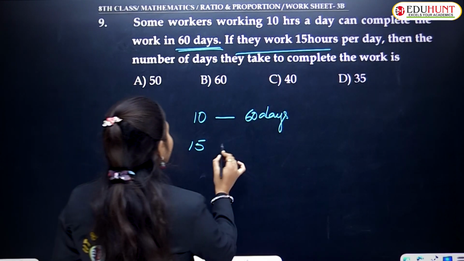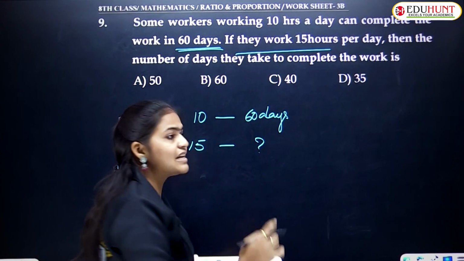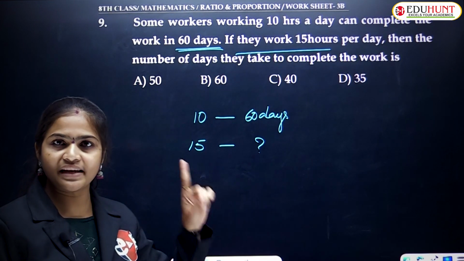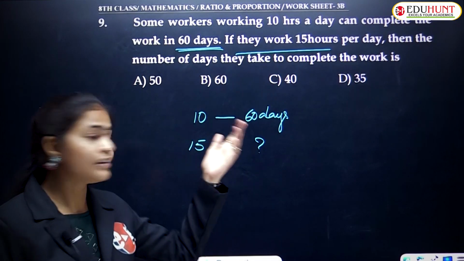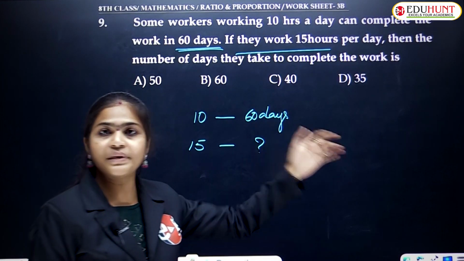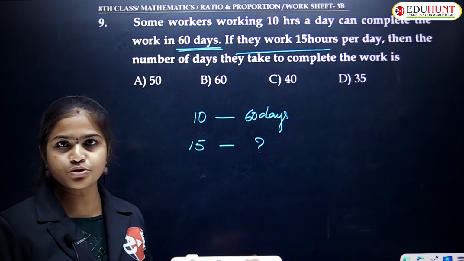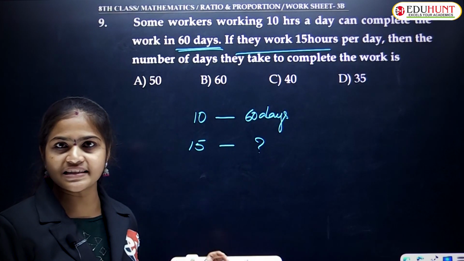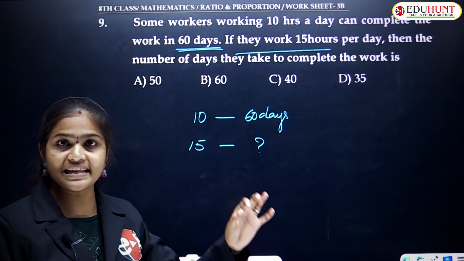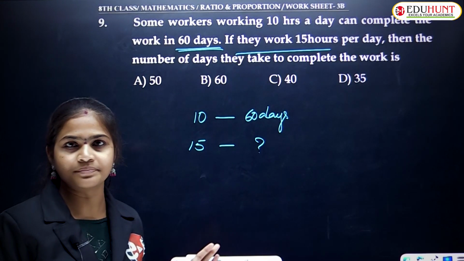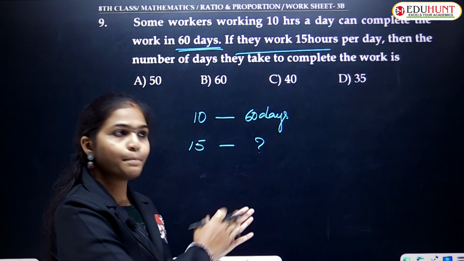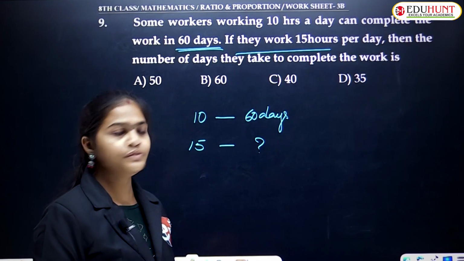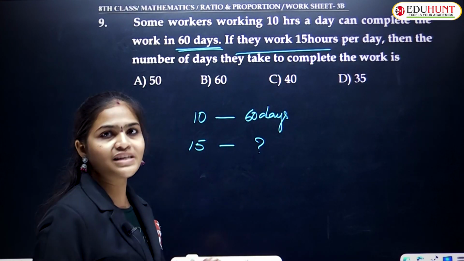Then in how many days will the work be finished? Actually they are working 10 hours per day, then they are taking 60 days to complete some work. If their workload is increased to 15 hours, then in how many days will they finish that particular work? That's what they are asking. So number of hours increased means number of days will be decreased. Yes or no? So these two are in inverse proportion.